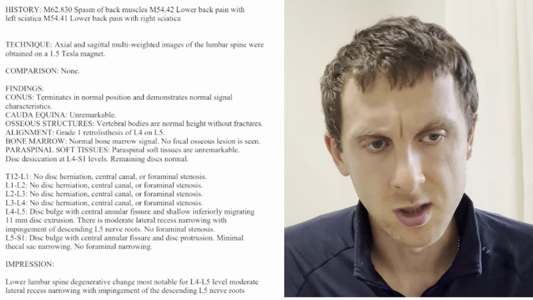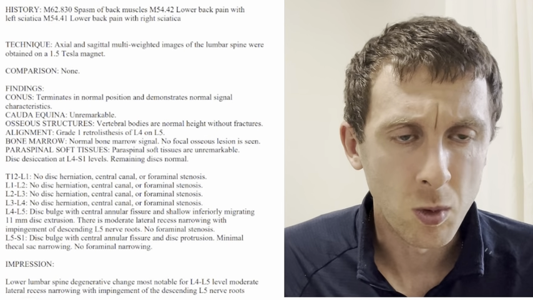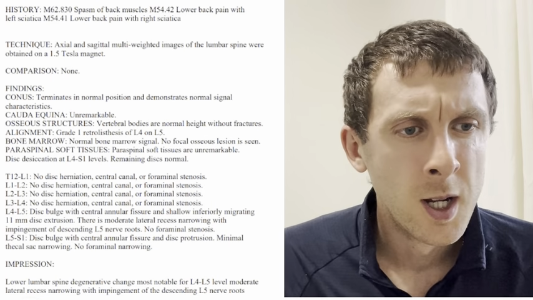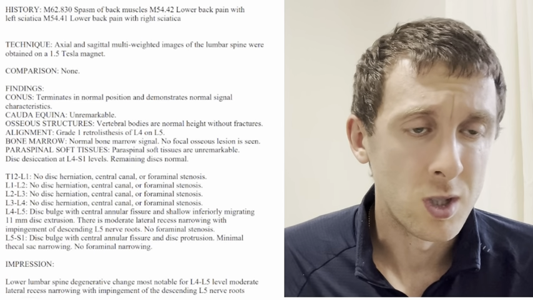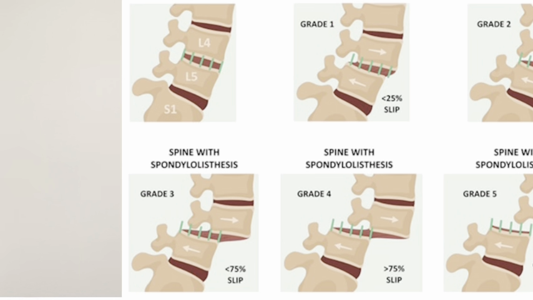So this says that it's normal, so that's good. Osseous structures, osseous is bone, so bone structures. It says vertebral bodies are normal in height without fractures, so no fractures, that's good. Vertebral bodies are just the bones of your back. Alignment, it says there's a grade 1 retrolisthesis of L4 and L5. A retrolisthesis is basically when there's some movement backwards of the L4 bone on the L5 bone, and they grade that as grade 1.